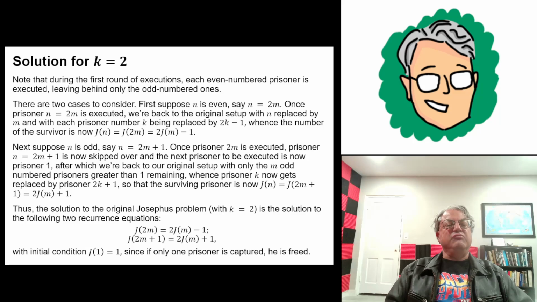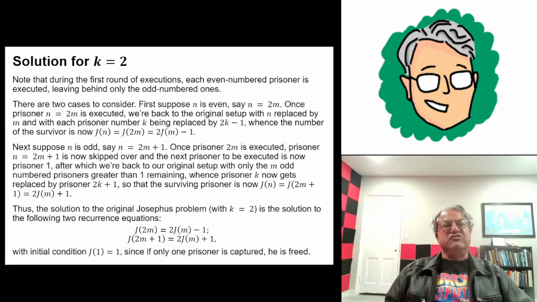I think you can see that because it's the same problem. We're just replacing the number of each prisoner by twice that number minus 1, and we're replacing n by n. So that's how we arrive at that recurrence. But then we have to do another recurrence when n is odd. And it's the same idea. It's just a little more complicated in this case.